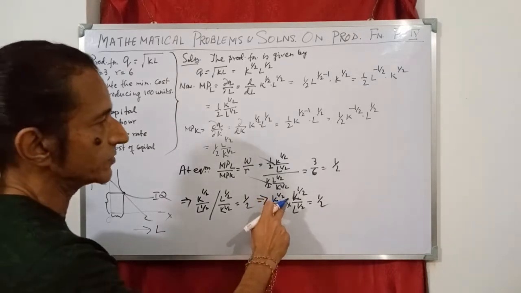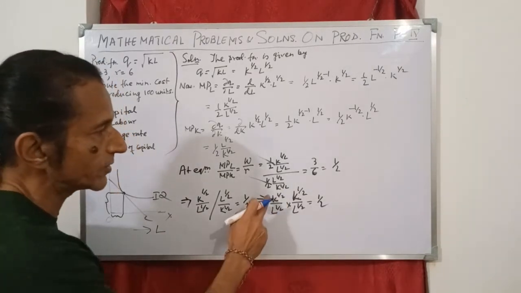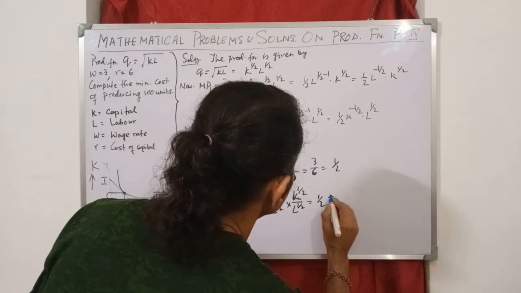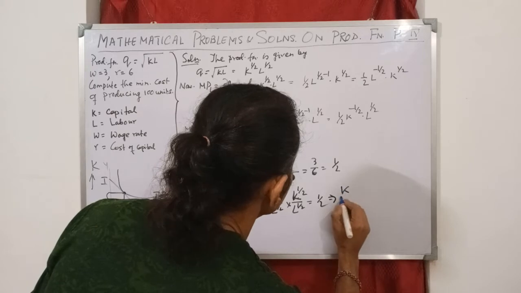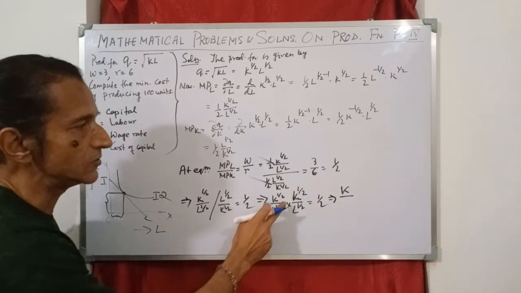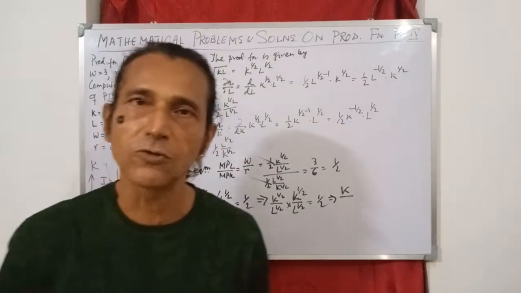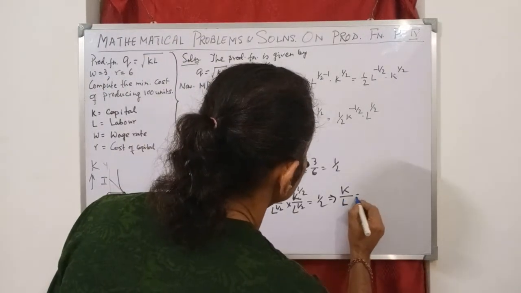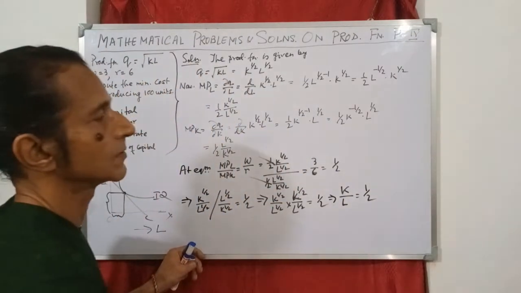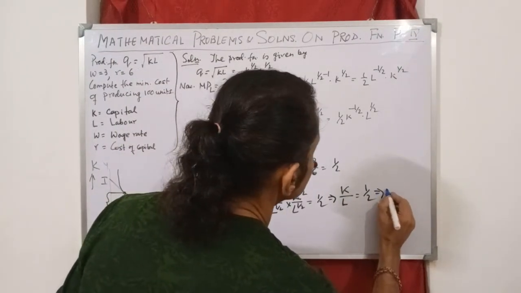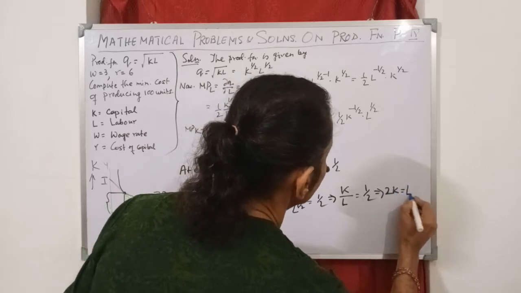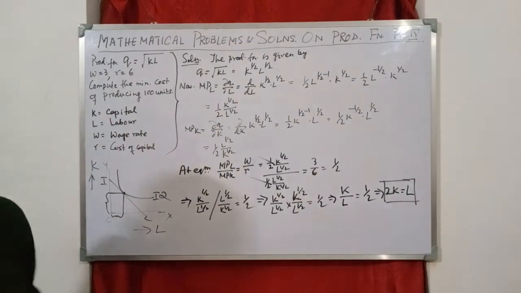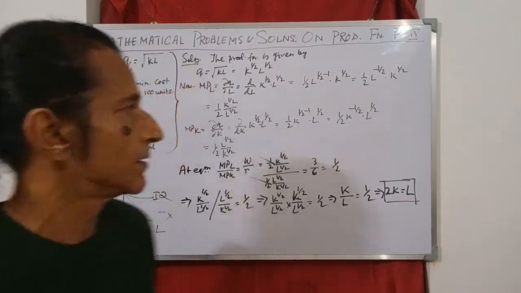Now K to the power half into K to the power half equals K, that is root over K into root over K equals K. This gives K by L to the power half into L to the power half is equal to L, that is root over L into root over L equals L. So K by L equals 1 by 2. This means 2K equals L. So we have found out 2K equals L.